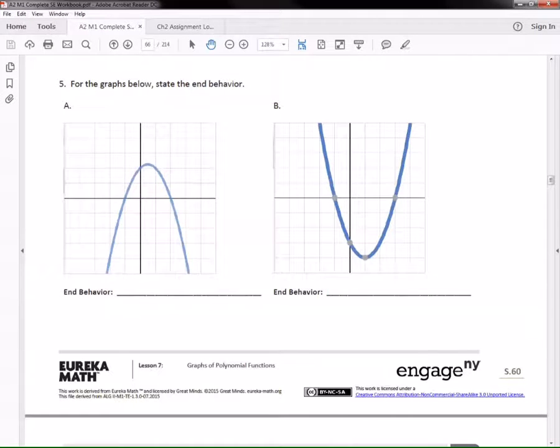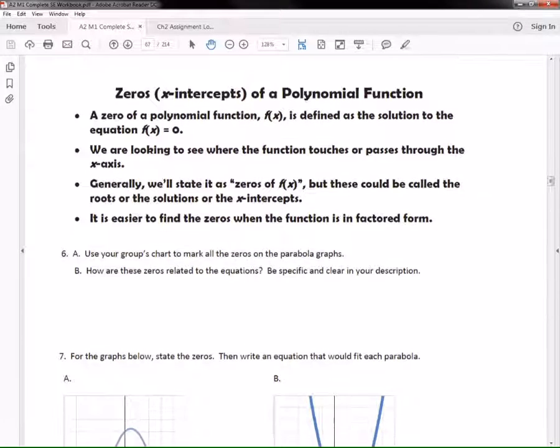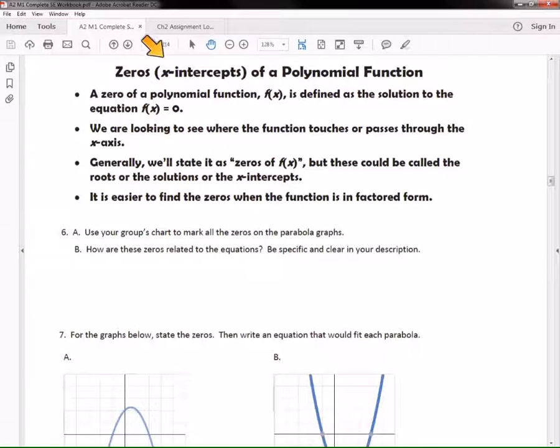All right, so that's done. Let's go over to this one. Let's talk about zeros. Zeros are x-intercepts. In fact, right here, this third point, generally we'll state it as zeros of f of x, or you can say zeros of g of x, or you can say zeros of y, zeros of the polynomial function. But these could also be called, now you've got to underline these, roots, solutions, or x-intercepts. Zeros can be called roots, solutions, or x-intercepts.